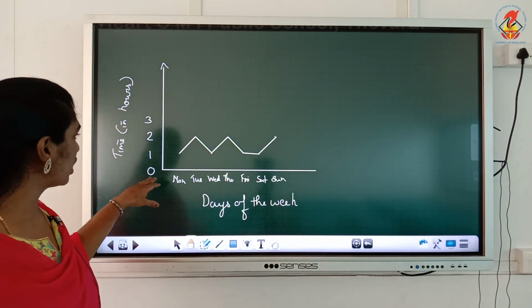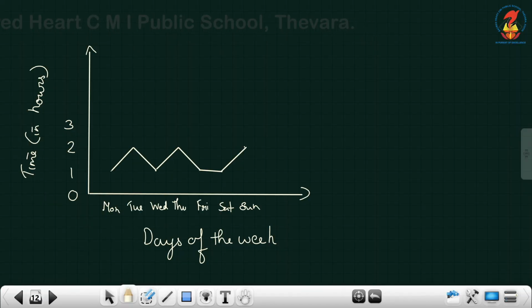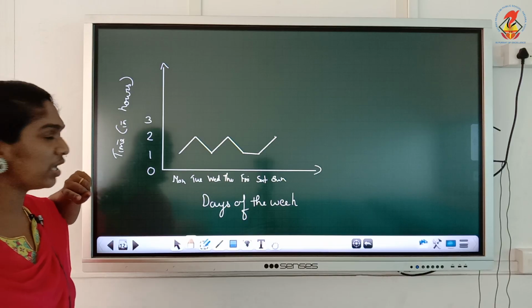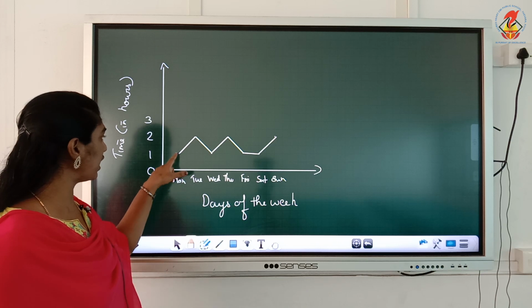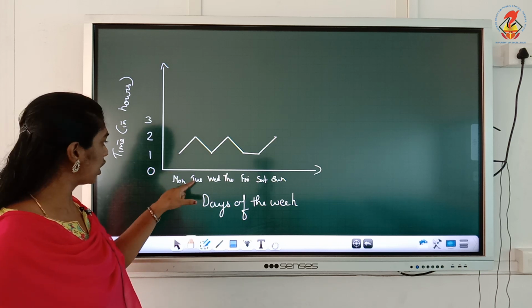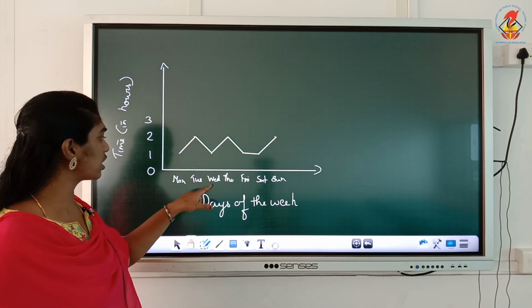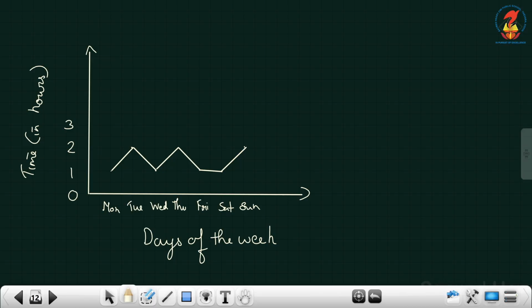You can see you have the horizontal line and the vertical line. And the horizontal line, they are showing you the days of the week, Monday, Tuesday, Wednesday, Thursday. And the vertical line, they are showing you the time, 1 hour, 2 hours, 3 hours, in terms of hours. So, Monday he is practicing for 1 hour, Tuesday practicing for 2 hours, Wednesday 1 hour, Thursday 2 hours, Friday 1 hour, Saturday 1 hour, Sunday 2 hours.